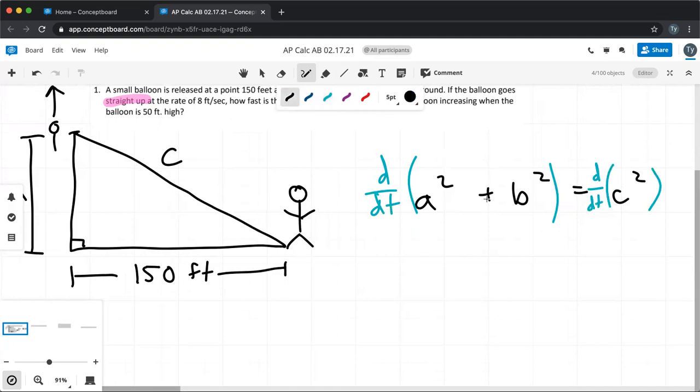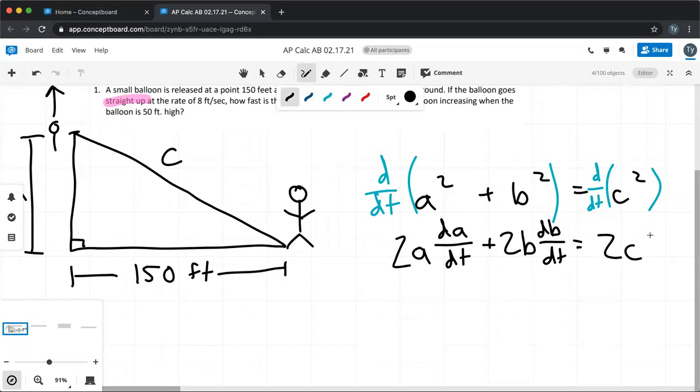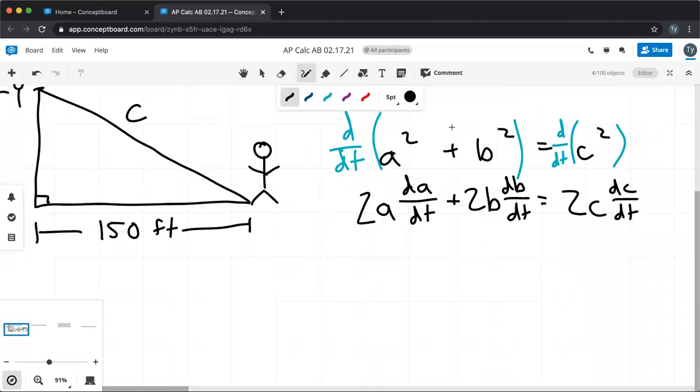And when we do that, using the power rule, we have 2A. But remember, A is not the variable we're differentiating with respect to, so we need this term here, dA/dt, the rate of change of A. Similarly for B, same power rule, and really it's the same thing again for C. I see some 2's here, so if we divide everything by 2, all those 2's go away.